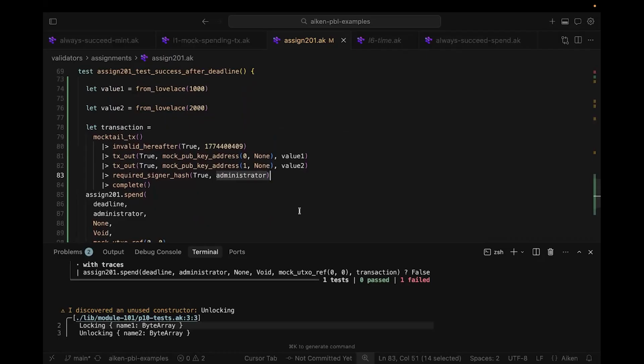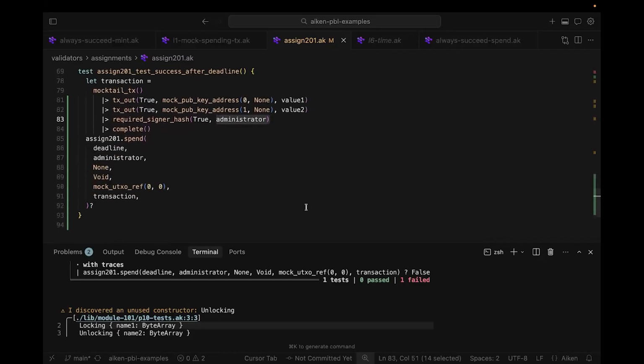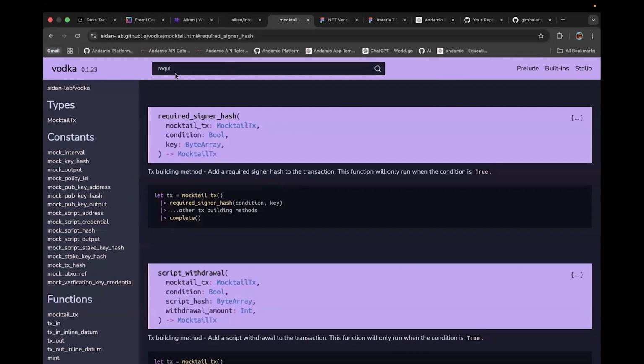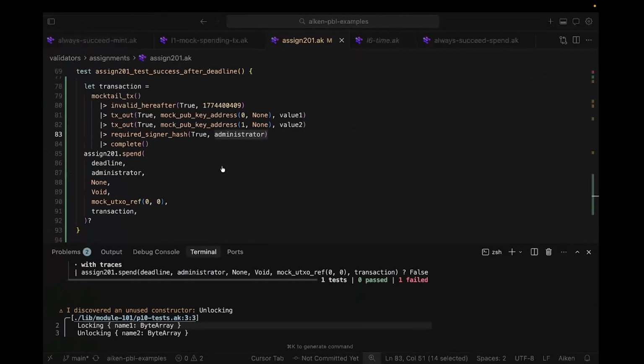Can you guys hear me? Yeah, we can hear you. I was looking at the library and I saw this Mocktail function, add extra signatory. Should we try it out? Yeah, sure. We could try a different one. What is it called? Add extra signatory.